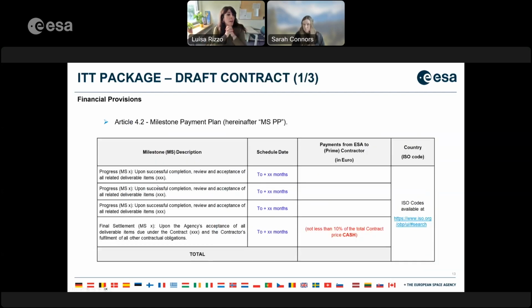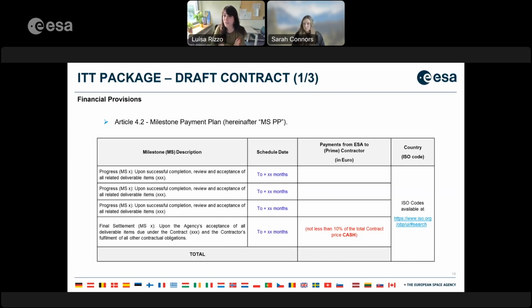Moving ahead, we are still in the financial provisions, but we have ended the explanation of the PSS forms. Now let me move to the milestone payment plan, or the MSMPP. You might see these terms especially in the proposal template. Okay, I need to speed up a little bit.